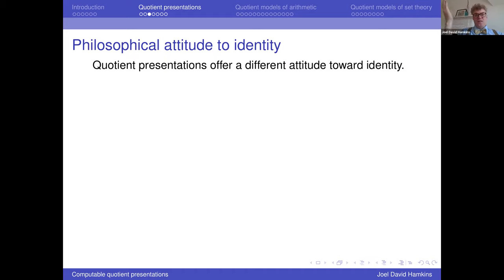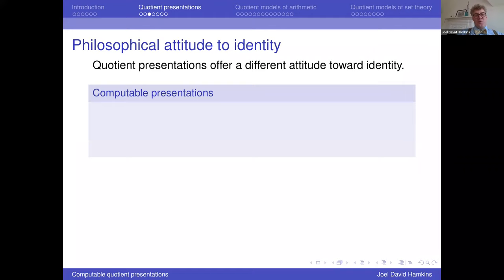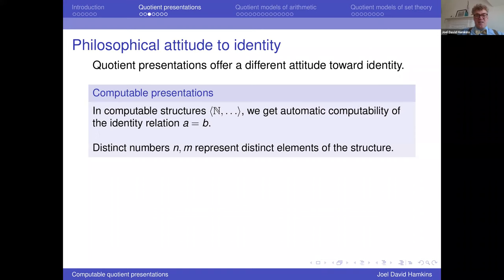So quotient presentations offer a fundamentally different attitude towards equality. I mean, of course, because they're quotients. But what is this? In the case of computable presentations, so when you don't do any quotienting and you just do ordinary computable model theory, then you get automatic computability of identity. If you have two numbers, then if they're the same number, they're representing the same object in the model. And if they're different numbers, then they're definitely representing different objects in the model. So it's built into the framework of ordinary computable model theory that you know when things are equal and when they're not equal, because if numbers are not equal, then they're not equal in the model.